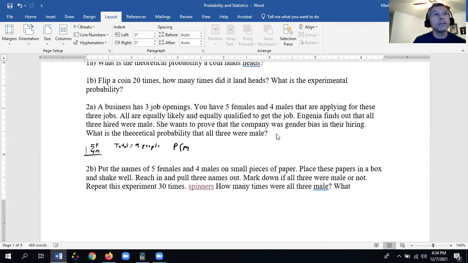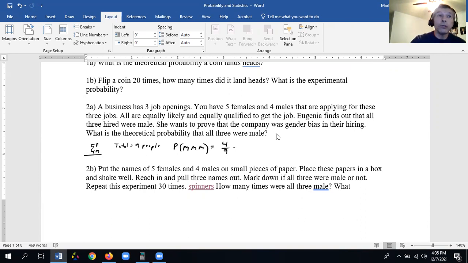So I'll just say P, which stands for probability, of male, male, male. So the probability that the first one is male is what? Well, there's 4 males out of the 9 people total. So that's 4 out of 9. Now, that person was removed just like we did on the spinner game. And that's why the spinner game is so nice, because you can see what's going on.